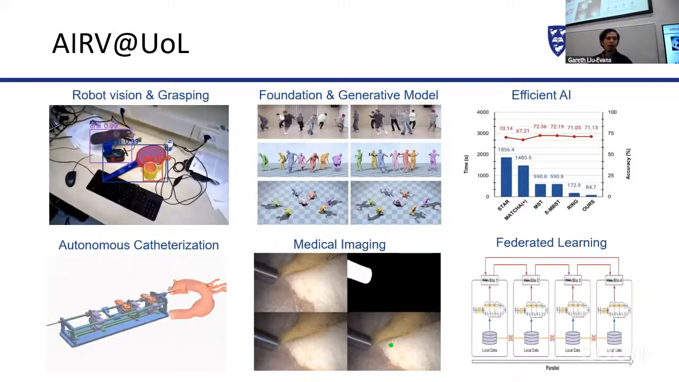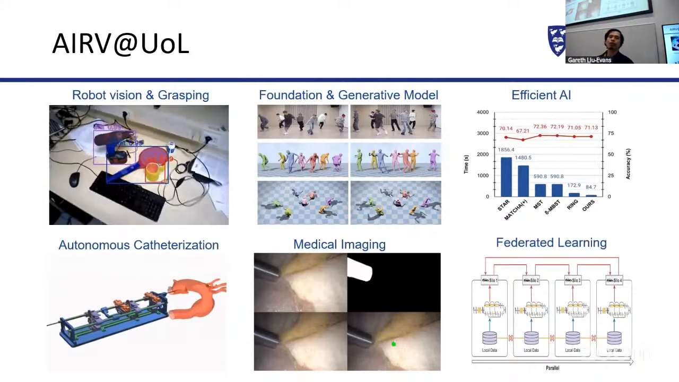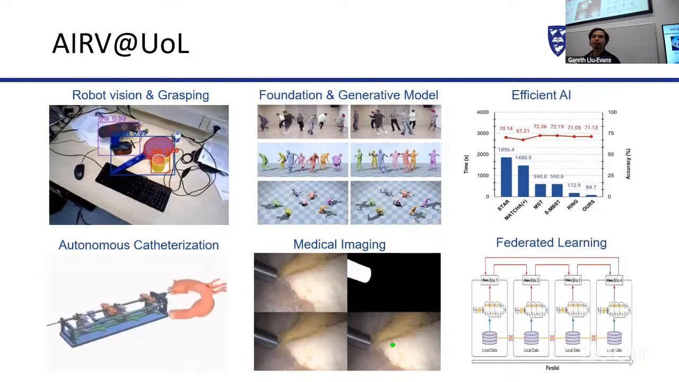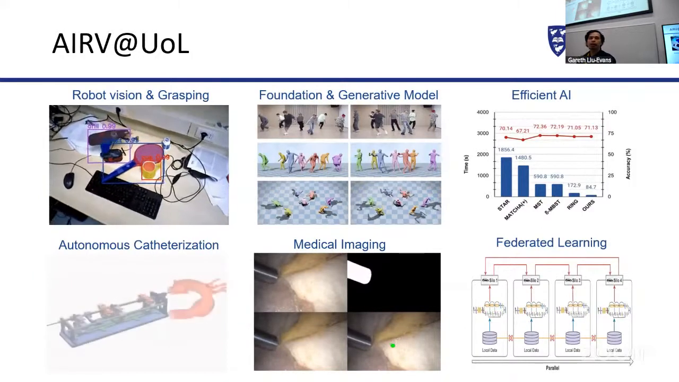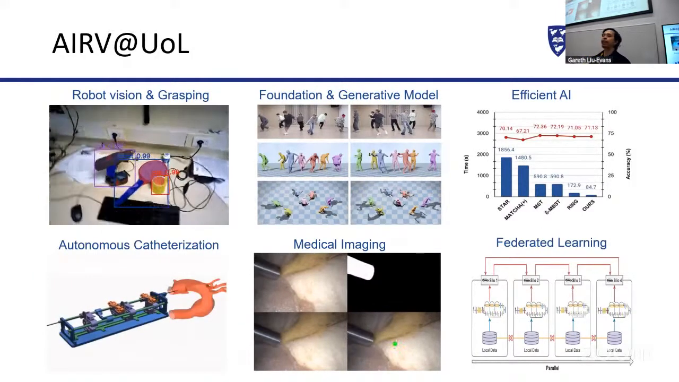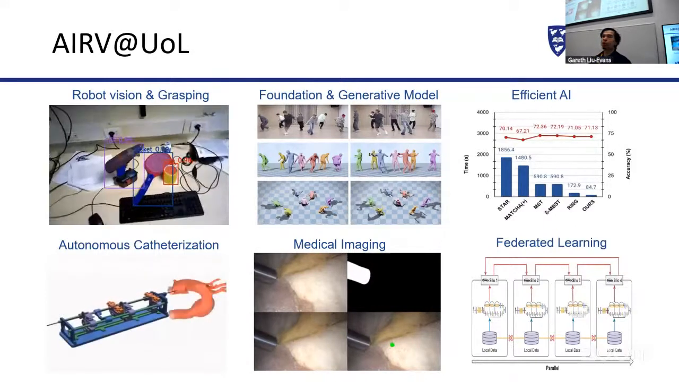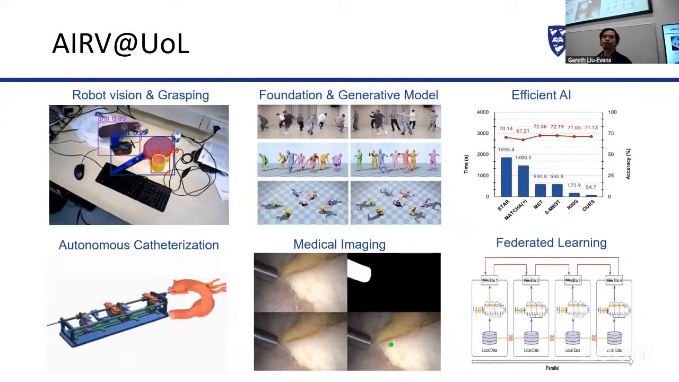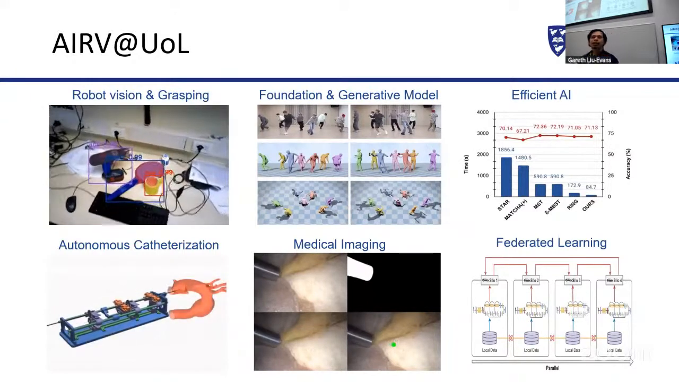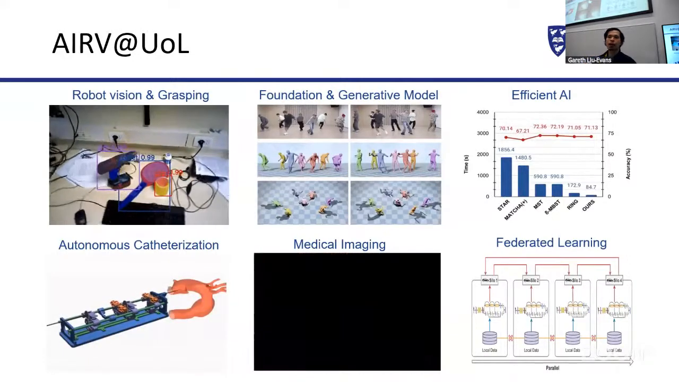For example, we do robotic grasping, we do foundation models and generative models for different tasks. Yeah, if you are not familiar with generative models, then we would have some very big models. For example, text-to-video like OpenAI Sora or Google Veo 3 released recently, and we try to do something similar, but of course a slightly different problem and at a much smaller scale. We also try to do efficient AI.